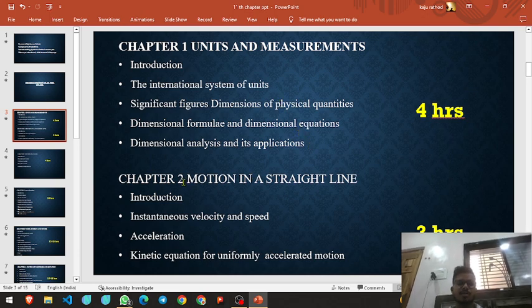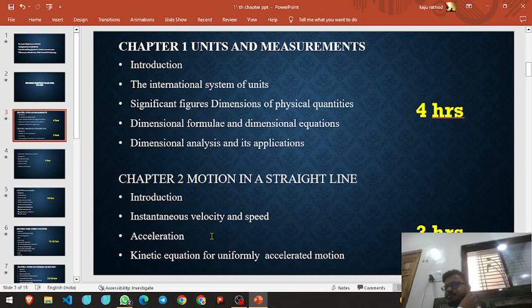The second chapter is motion in a straight line, in which we are going to study velocity, speed, acceleration, and the equations of uniformly accelerated motion. The time required to take the whole chapter is about 3 hours.